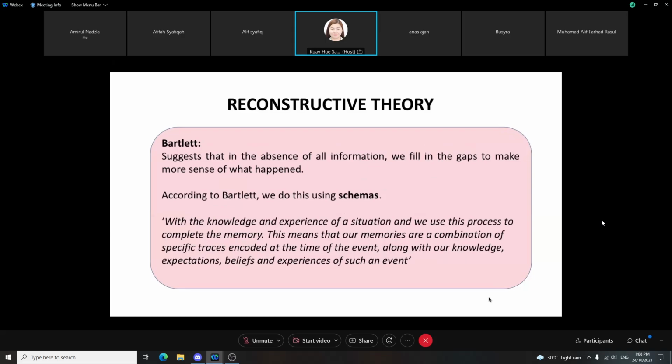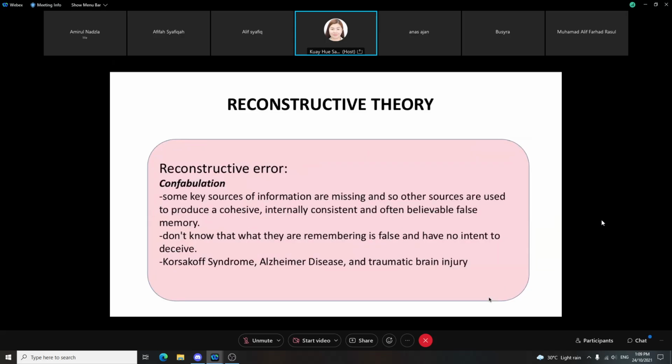And then Bartlett suggests that in the absence of all information, we fill in the gaps to make more sense of what happened. According to him as well, we do this using schemas. So what does schema mean? Schema is the knowledge and experience of the situation, and we use this process to complete our memory. This means that our memories are a combination of specific traces encoded at the time of the event, along with our knowledge, expectation, belief, and experiences of such an event. So reconstructive error under this reconstructive theory is basically confabulation or false memory.